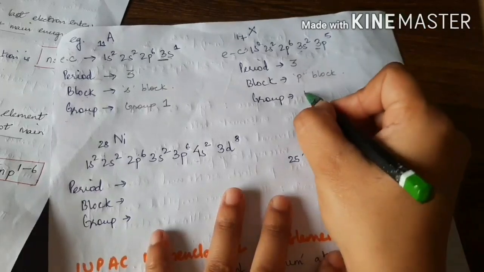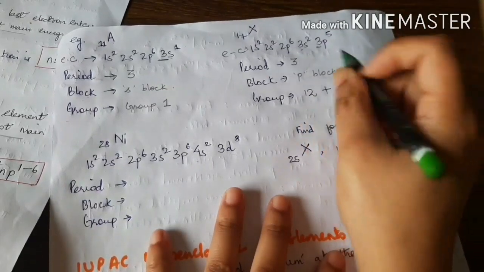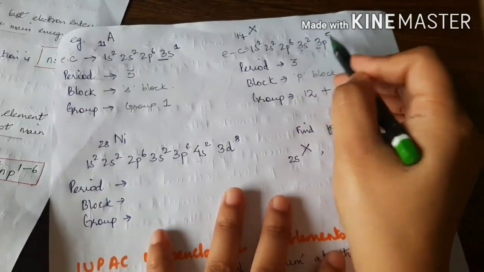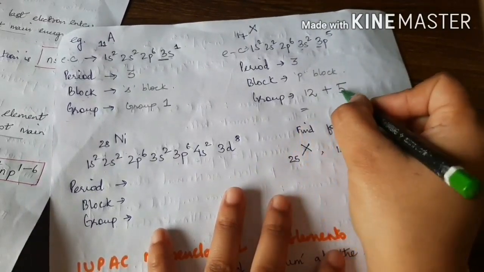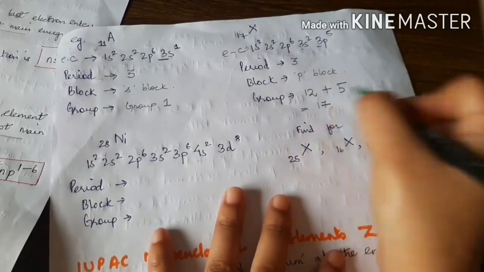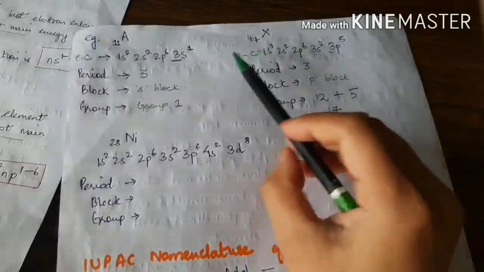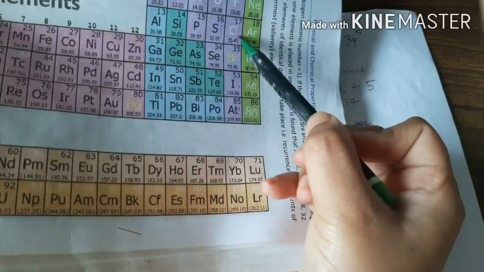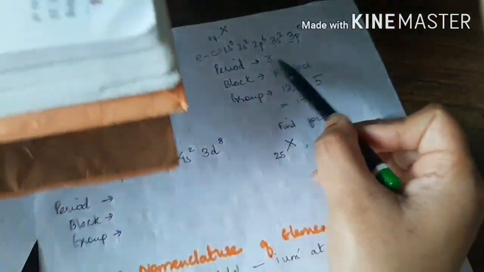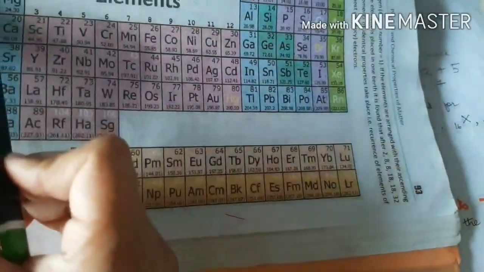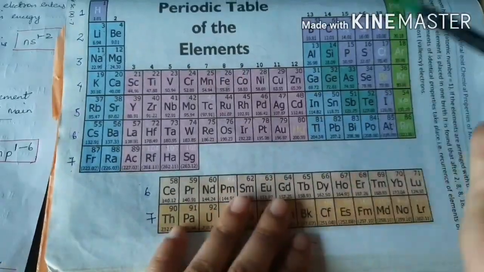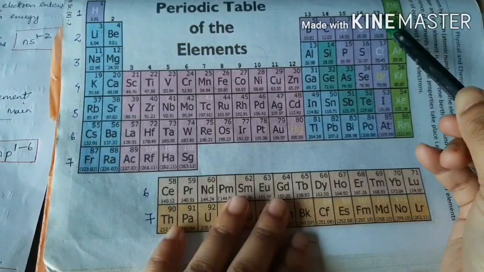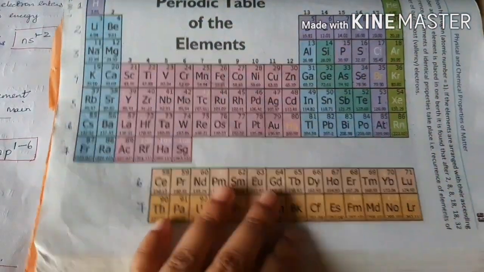So you have to add 12 plus the number of electrons in the P subshell, 5. How much is this? 12 plus 5: 5, 6, 7, 17. Let's check. 17 is chlorine. Yes. The period we found out is 3. Have a look, it is 3. Then the group number is 17. Yes, it is 17.